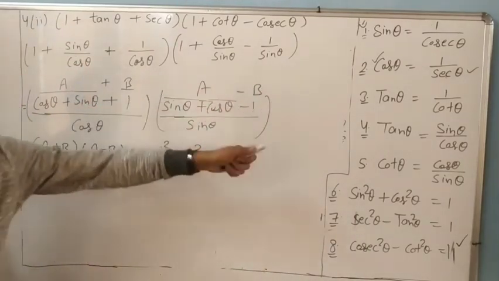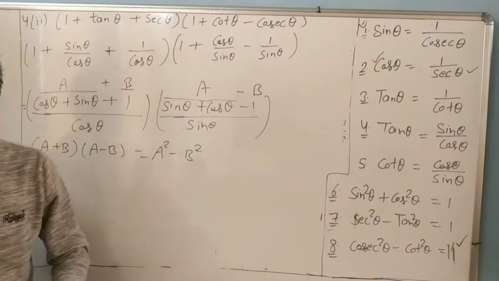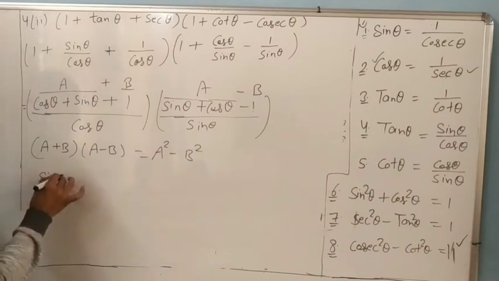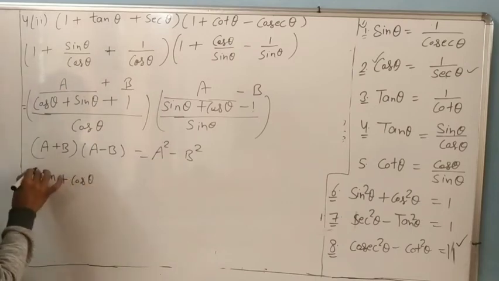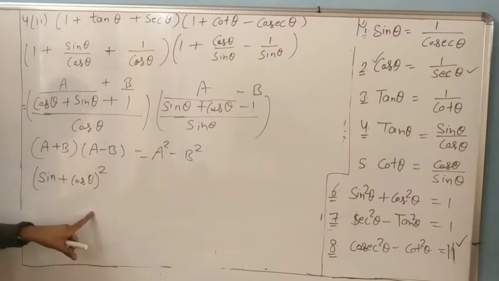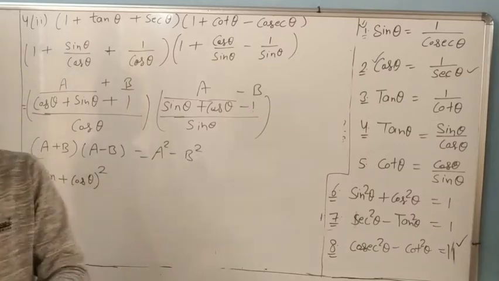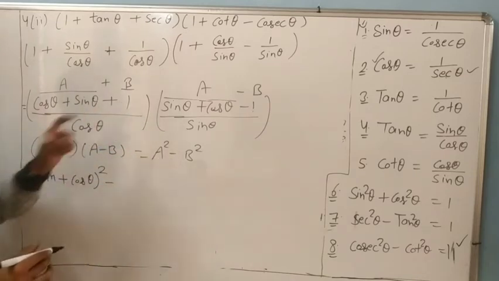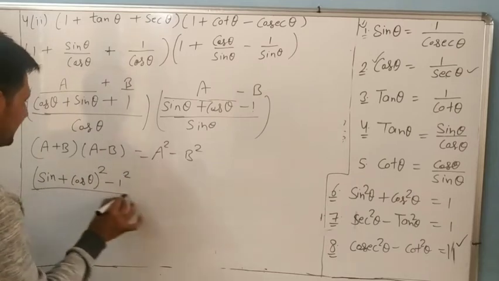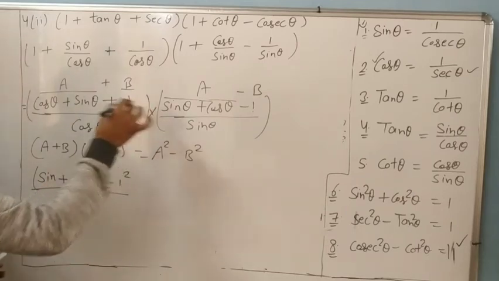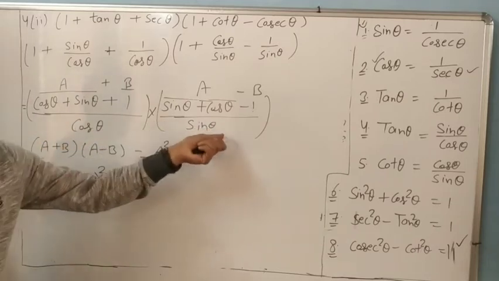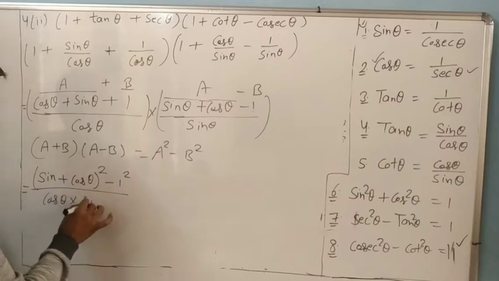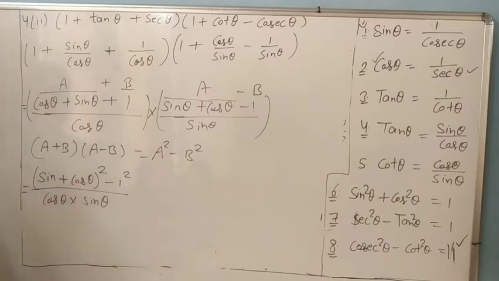A plus b into a minus b. How much? A square minus b square. It means, what is a? A is sin theta plus cos theta, and it's whole square. Whenever there is more than one term, we will take a whole square. Now minus b. B is what? 1 square. Understand here? And we know they are in multiply or not. So cos theta into sin theta. Very simple dear. Cos theta into sin theta.